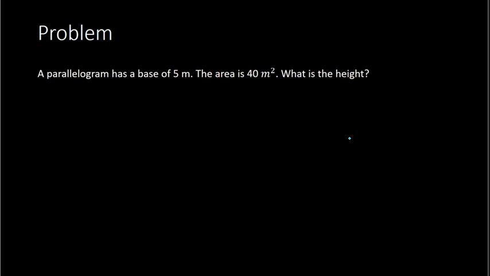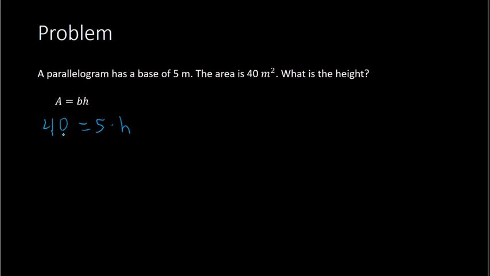And to finish, here we have a problem. Here we are told that a parallelogram has a base of 5 meters and the area is 40 meters squared. And the question is, what is the height? So in this specific case, you are given the area and the base, and you're trying to find the height. Well, we know it's a parallelogram, and we know the formula is A equals base times height. Here we plug in what we know. So the area we know is 40, the base we know is 5, and the height is unknown.